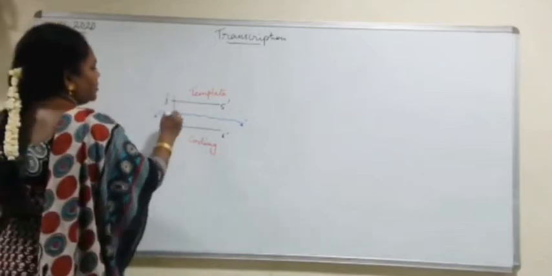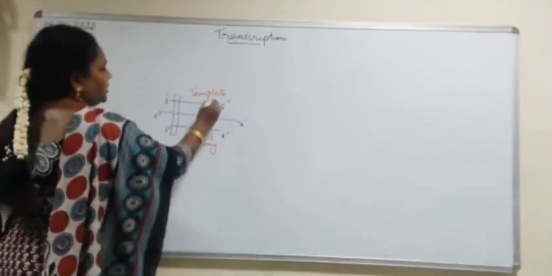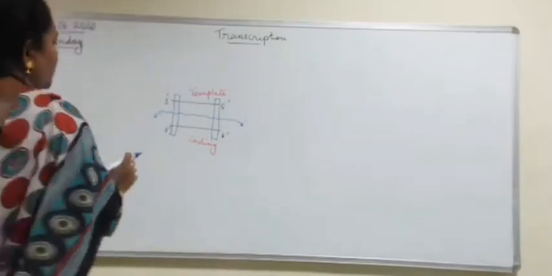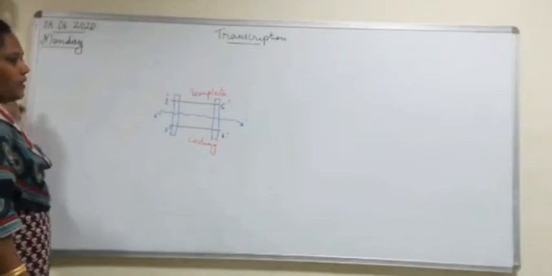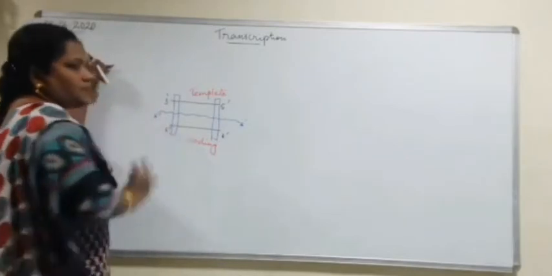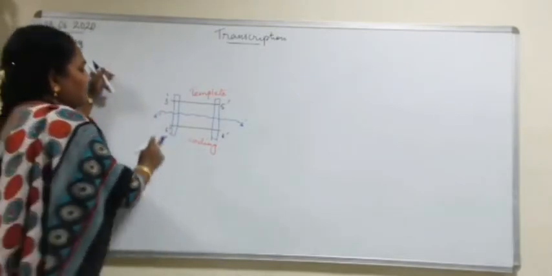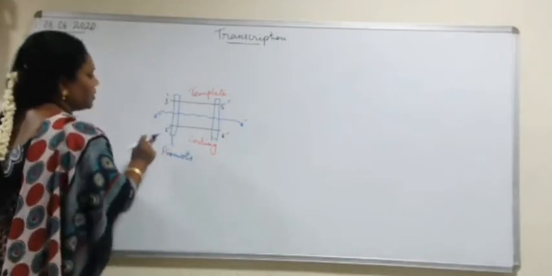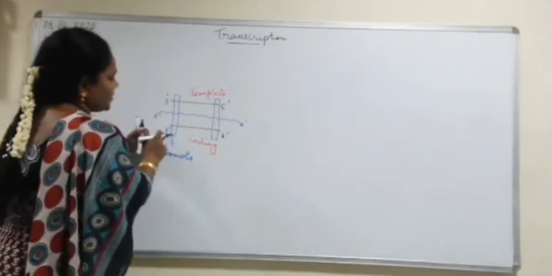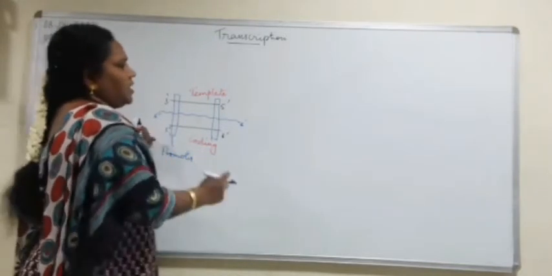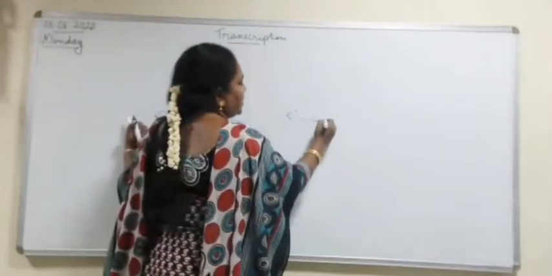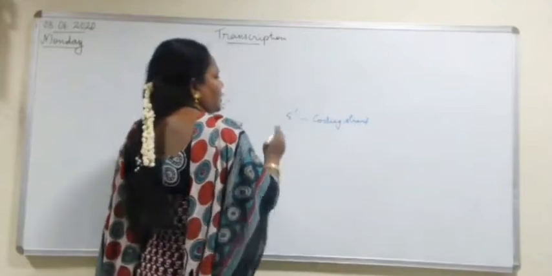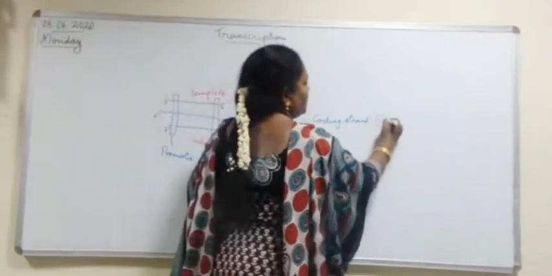And one more thing I told you about the promoter and the terminator. Do you remember? So when you refer to this promoter, if they ask where this promoter is present, then you have to refer to the coding strand. This promoter is present towards the 5 prime end of the coding strand. So wherever you refer to this 5 prime end, you call it upstream.